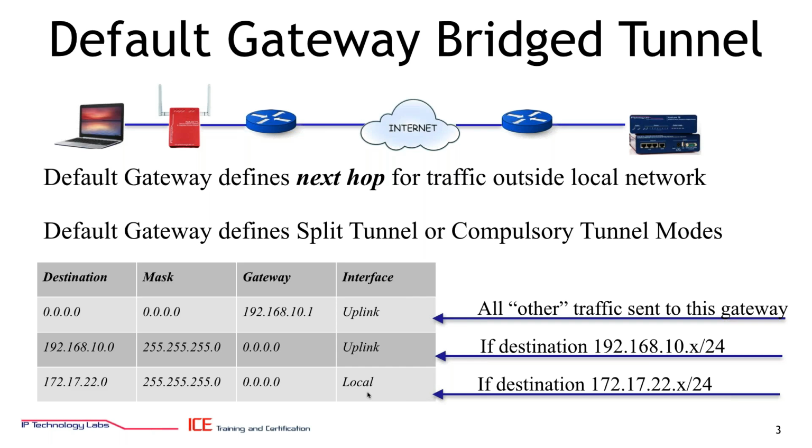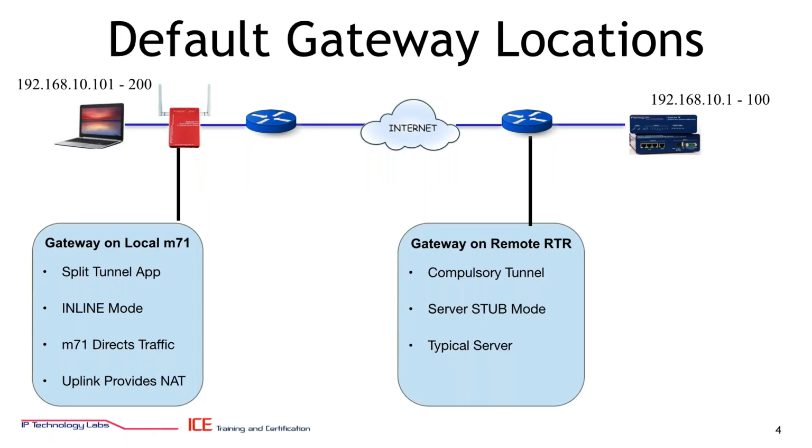And then where your default gateway is defined, who your next hop is, that determines whether you're in a split tunnel mode or a compulsory tunnel mode. Typically, the default gateway for the laptop is going to be your local IpTL device or your remote router.